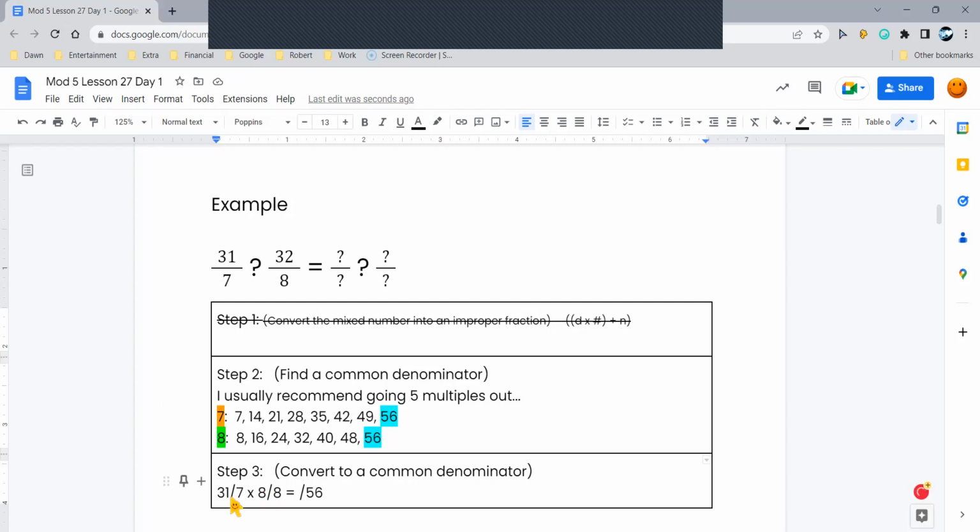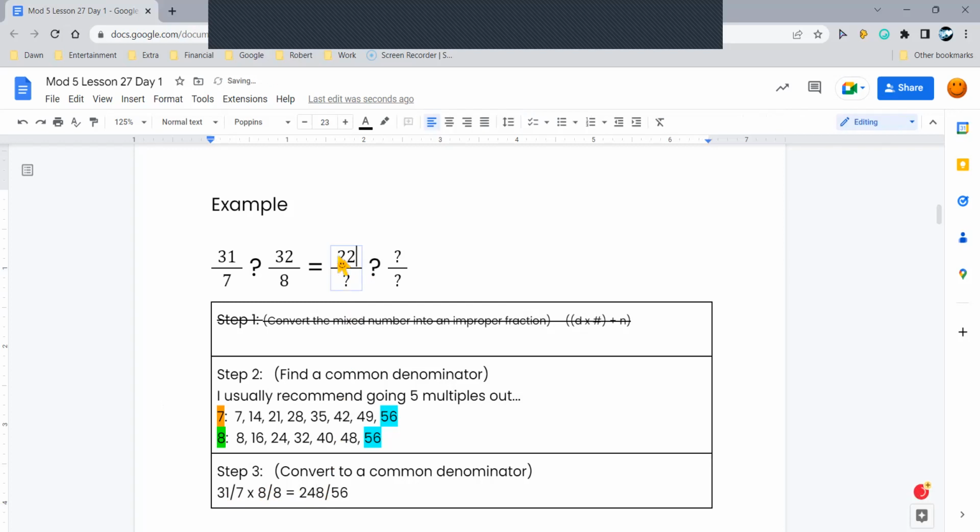Now I do 8 times 31. So 8 times 1 is 8. And then 8 times 3 is 24. So right here, I do 248 over 56. And while I'm over here, I'm going to go ahead and do my 56 over here because we are finding a common denominator.